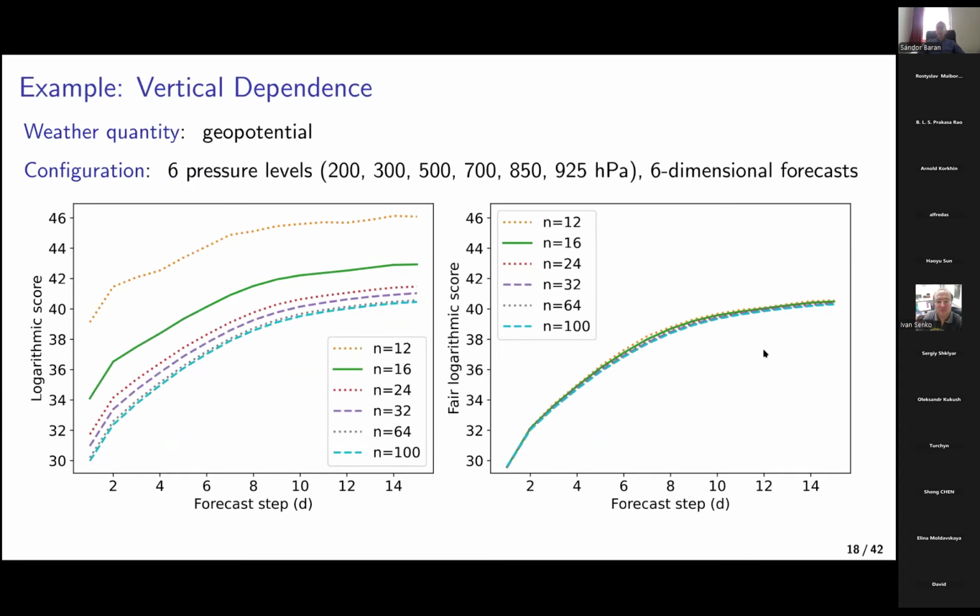The next idea was vertical dependence. As a weather quantity, we considered the so-called geopotential. Geopotential is the altitude where you have 200, 300, 500, and so on hectopascals of pressure at a certain point. We considered 6 pressure levels, so the same location, but vertically 6 different levels. So we had a 60-dimensional forecast, and the results are the same again.